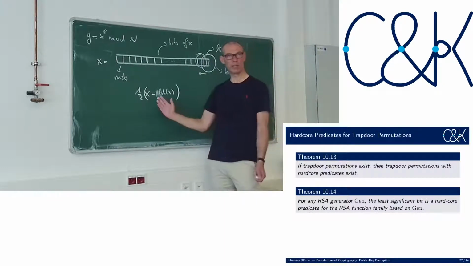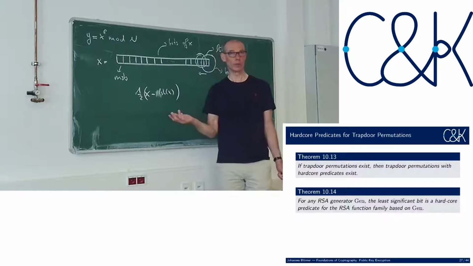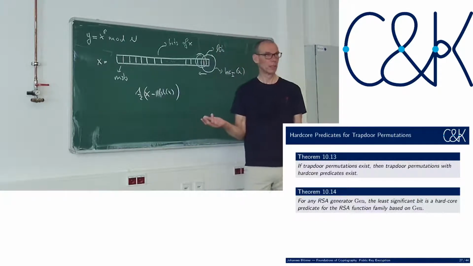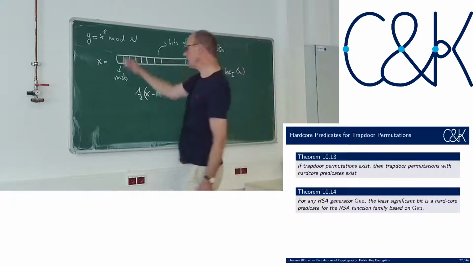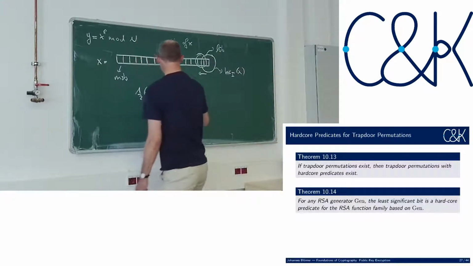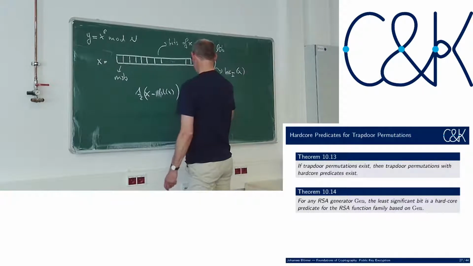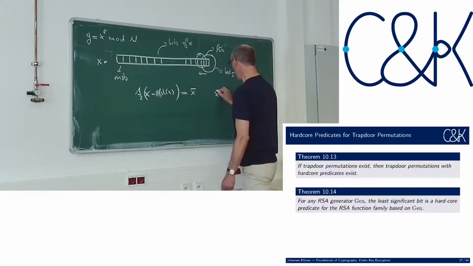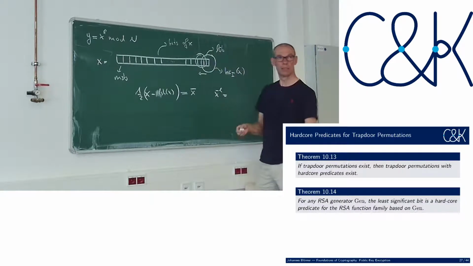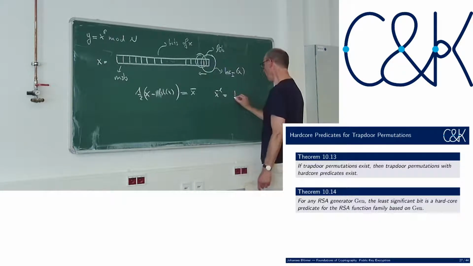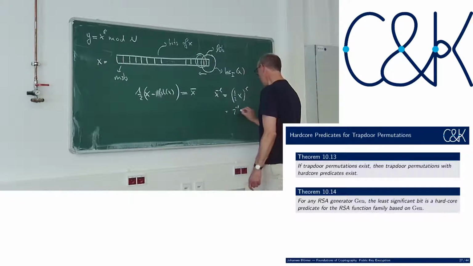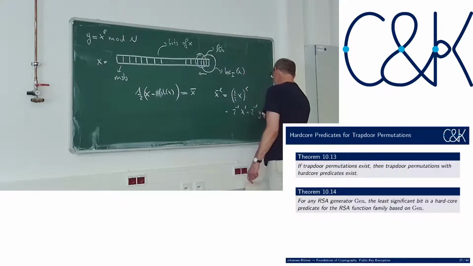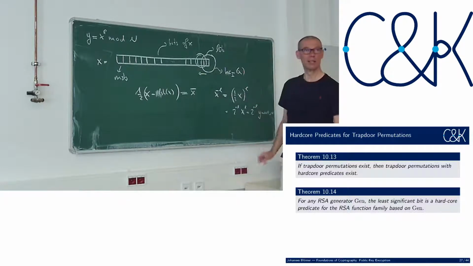I need this LSB subtracted to make this divisible by 2. But given that, if that is my new x, I'll say this is x bar, then I know that x bar to the e is given by (1/2) to the e times x to the e, which is 2 to the minus e times x to the e, which is 2 to the minus e times y mod n.